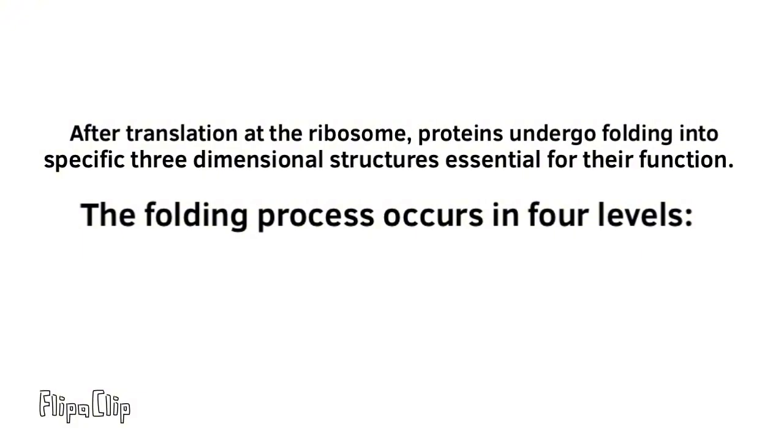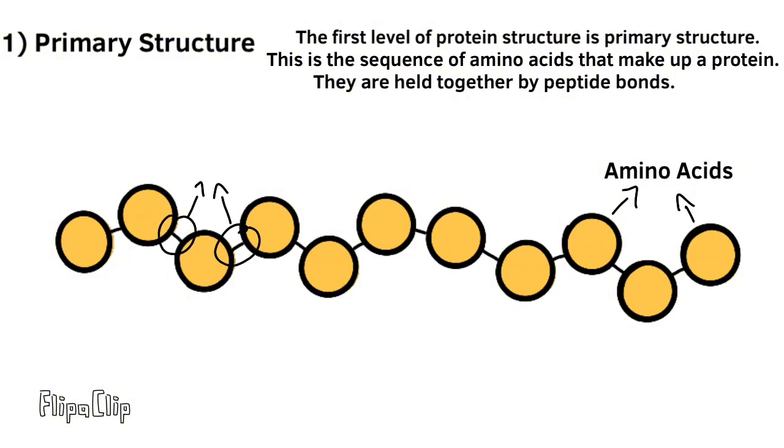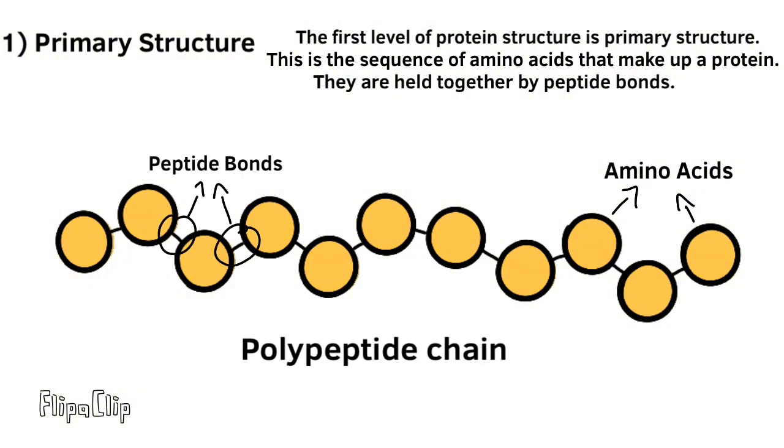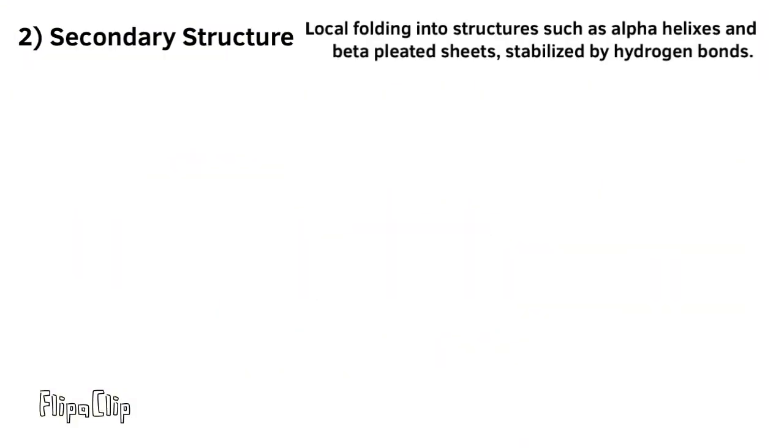Protein folding. After translation at the ribosome, proteins undergo folding into specific 3-dimensional structures essential for their function. The folding process occurs in 4 levels. Primary structure. The first level of protein structure is primary structure. This is the sequence of amino acids that make up a protein. They are held together by peptide bonds. The primary structure determines the order of amino acids, and the properties of these amino acids guide the folding process.